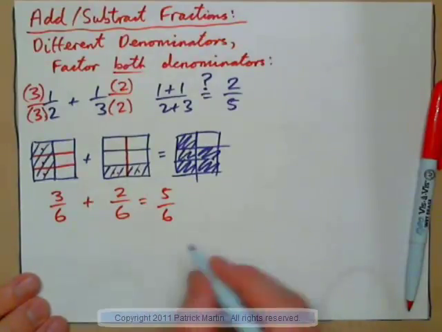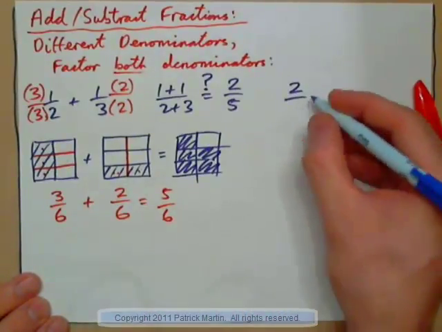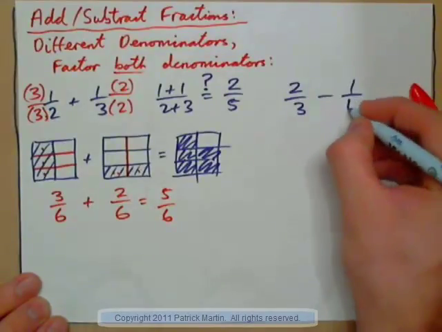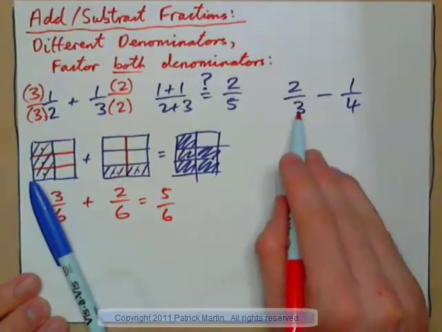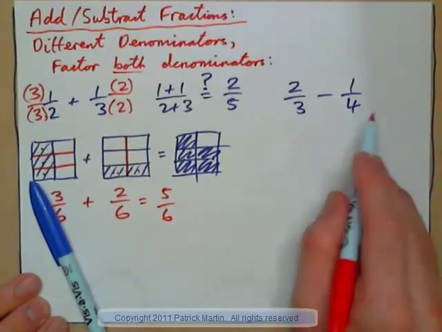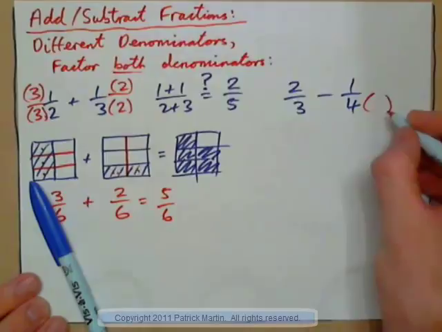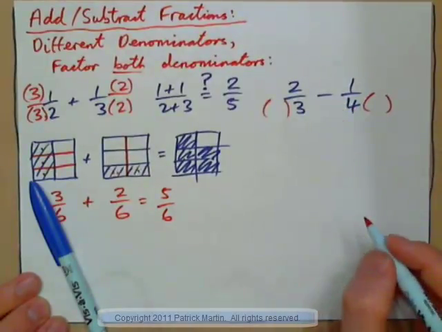So if we had, for example, 2/3 minus 1/4, we can't subtract right away because these bottoms are not the same. We need to make the bottoms the same. So what do we put here and here to make the bottoms the same? You write it in.